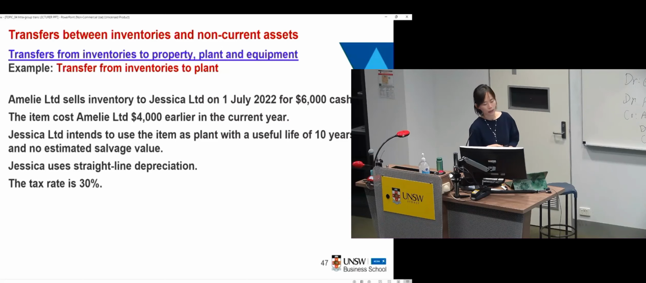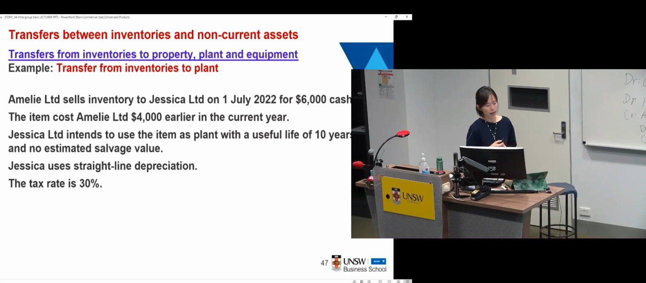Now let's look at the following example. Amelia is a wholly owned subsidiary of Jessica, and Amelia sells inventory to Jessica on 1st July 22 for 6,000 cash. Now the item costs Amelia 4,000 early in the current year. Now Jessica intends to use the item as plant with a useful life of 10 years, no residual value. Jessica applies straight line depreciation methods.